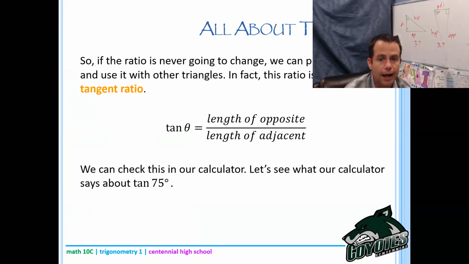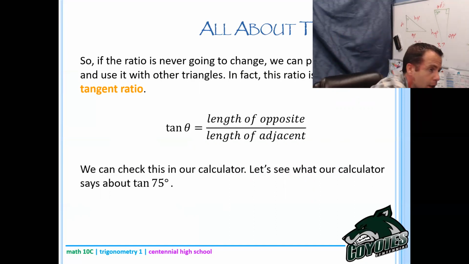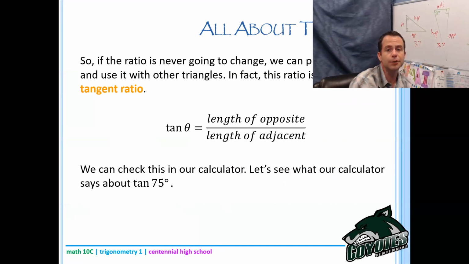Now we can check this in our calculator. Let's see what our calculator says about the tan of 75. Before you do that, we need to have a quick conversation about your calculator. There are two different ways to measure angles. One is called degrees and one is called radians. In senior high, for those of you who have graphing calculators, this is really important because your graphing calculator by default is not in degree mode, it's going to be in radian mode. Every time you reset your calculator for a test, it will bump you back into radian mode, so you have to know how to switch the mode of your calculator.